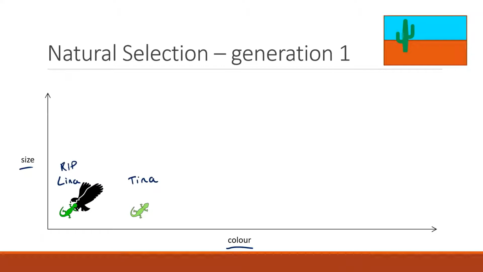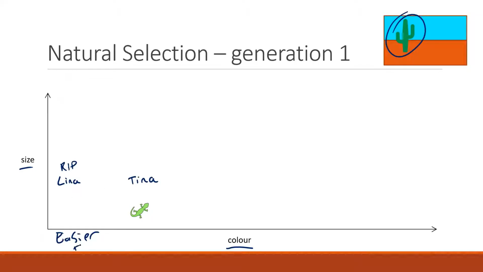Well, if you look at Lena, she was a brighter green. So if they were hanging out in this desert, Lena would be a lot easier to see than Tina. Sure, Tina's pretty easy to see because she's light green, but maybe she could blend in with this cactus. But yeah, looks like Lena's gone.